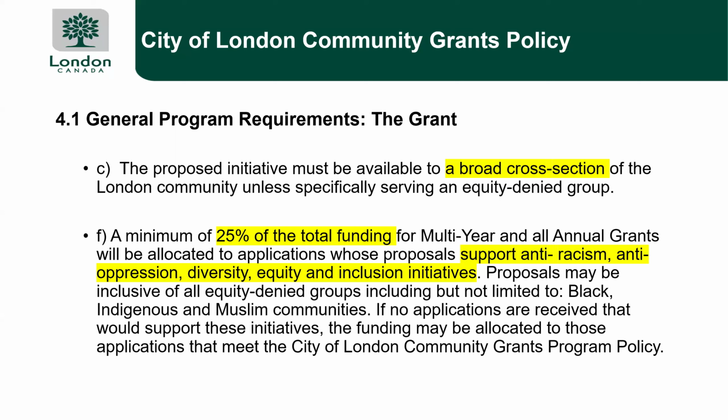And as well, related to that, a part of our policy has a requirement to provide a minimum of 25% of the total funding of these grants to be allocated to applications whose proposals support anti-racism, anti-oppression, diversity, equity, and inclusion initiatives. And in the past, since that has been implemented, the grants have been allocated to more than 25% of those that support anti-racism, anti-oppression, diversity, equity, inclusion. The last multi-year program, about 53% of the funding went to initiatives that support those equity denied groups.